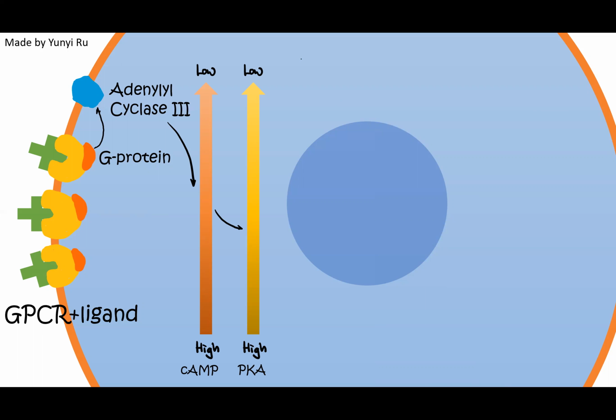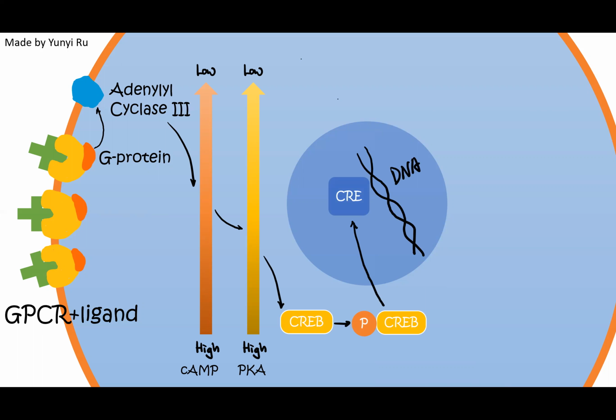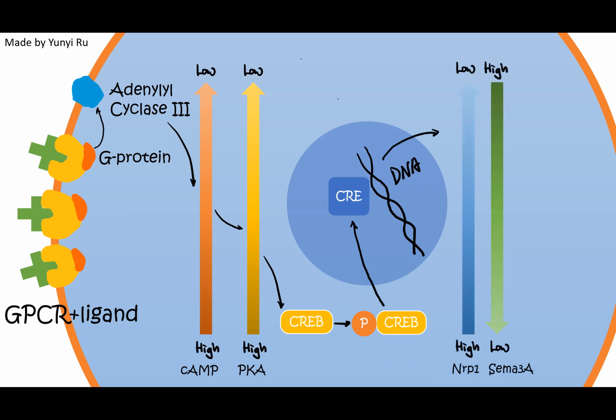cAMP activates PKA. And the PKA catalytic subunit phosphorylates cAMP response element binding protein, or CREB. Phosphorylated CREB binds to CRE on the gene sequence and regulates gene expression. Since the cyclic AMP level is unique to each kind of receptor, gene expression is different for each of them too. High cyclic AMP level results in high neuropilin-1 level and low semaphorin 3A level, and vice versa.